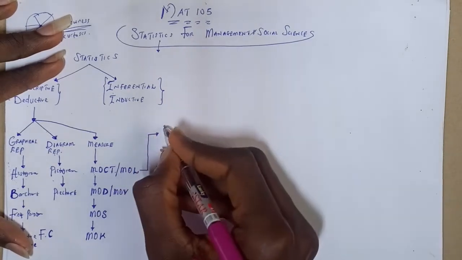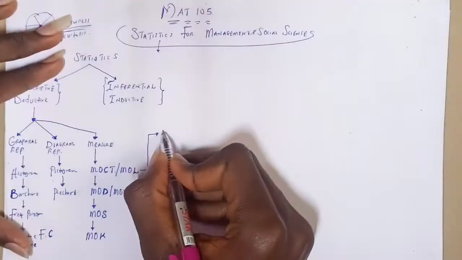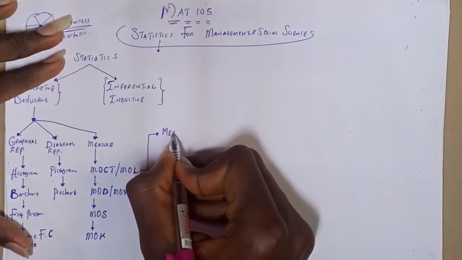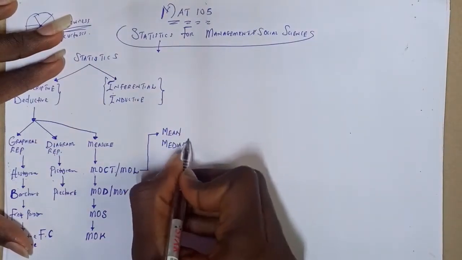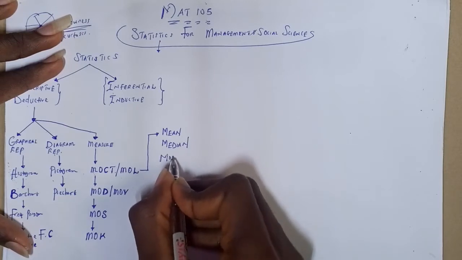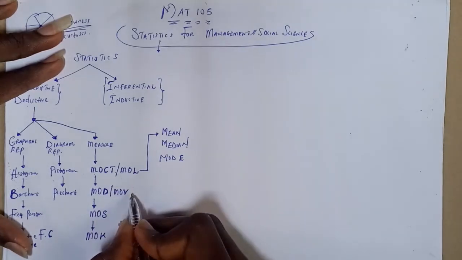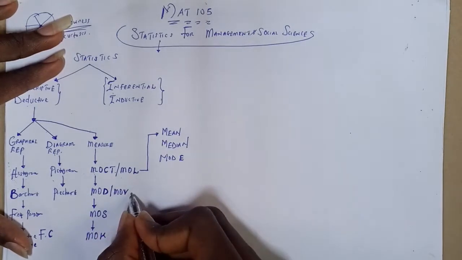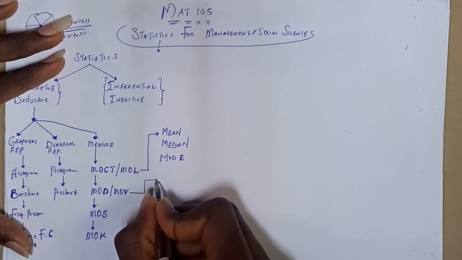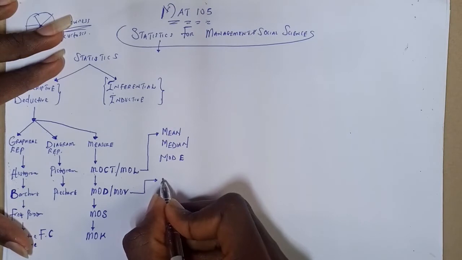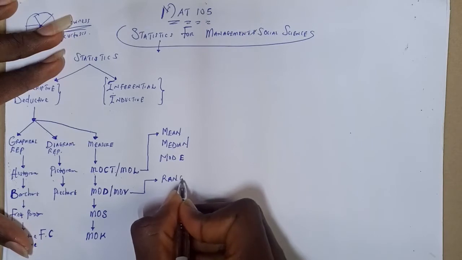The first one we have here, as examples of measure of central tendency, is the mean. We have the median, and we have the mode. These are the examples of measure of central tendency. So just take note of them. And at the same time, we have the measure of dispersion. The first example of measure of dispersion, or measure of variation, is the range.